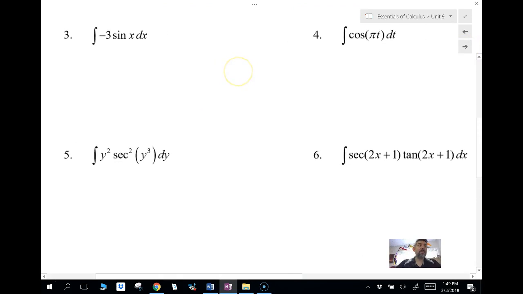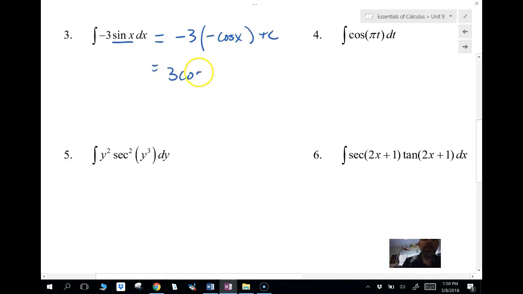So let's go and integrate. We've got negative 3 sine x. This one should be pretty straightforward. The antiderivative of sine is negative cosine plus c. Let's simplify that real quick to 3 cosine x plus c. Because the derivative of cosine is negative sine, so if I took the derivative of cosine, I have a negative sine times a negative, which will give me the positive sign here. That's kind of how I remember it.